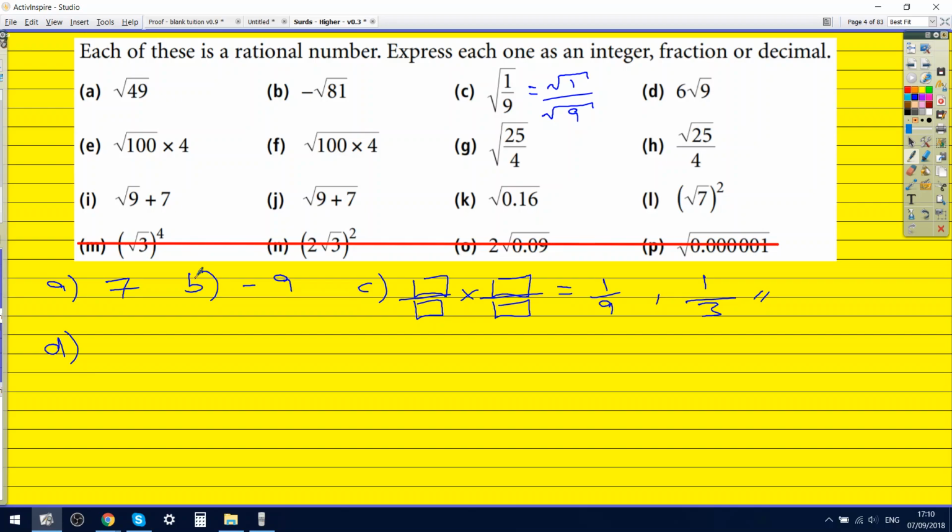Just do 6 times 9. 6 times root 9. Oh, so it's 6 times 3, which is 18. Well done. So 6a is short for 6 times a. 6 root 9 is short for 6 times root 9. Part E. 40. Well done. F.